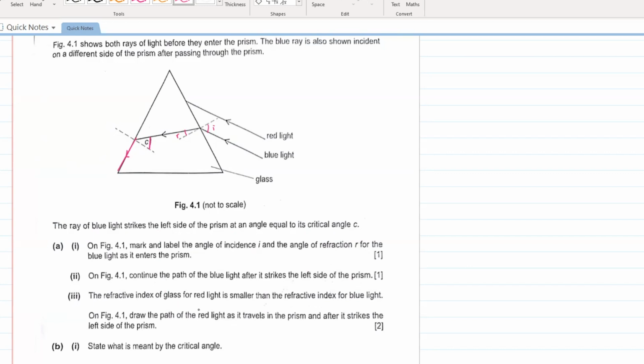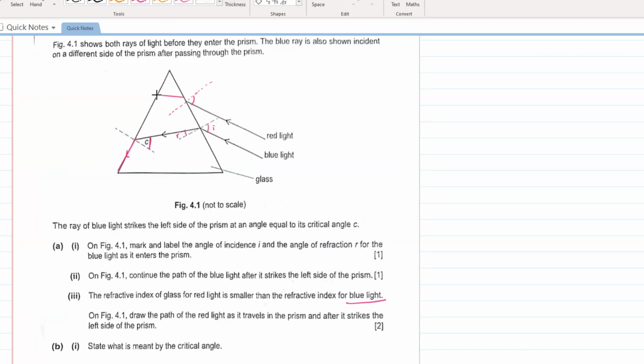The refractive index of glass for red light is smaller than the refractive index of blue light. This is what we have discussed in the previous question as well. On figure 4.1, draw the path of red light as it travels in the prism and after it strikes the left side of the prism. We have to take care of one thing. What is that thing? We have to make sure that red refracts less.